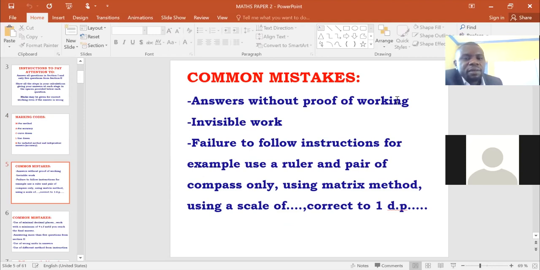Answers without proof of working, maybe you lifted answers from somewhere else. That's why we insist that you have to show your work as proof of working to earn that particular mark, because marks may be awarded for correct working even if the answer is wrong.